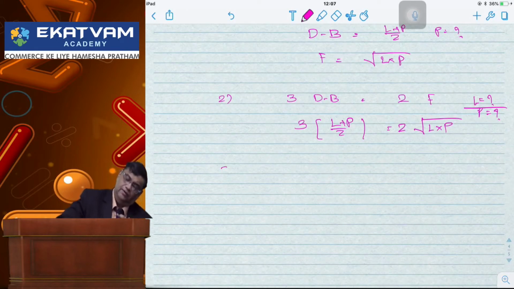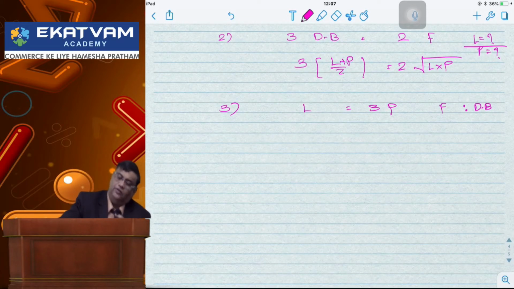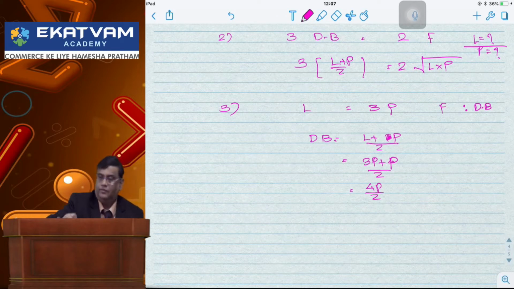If I say that Laspeyres index is triple the Paasche's index, and then they ask you Fisher's index to Drobisch-Bowley's index equal to what? Ratio. Now look at this very carefully. L is 3P. Now tell me, what is Drobisch-Bowley's index? (L plus P) upon 2, so it will become (3P plus P) upon 2, that is 4P upon 2, that is 2P.